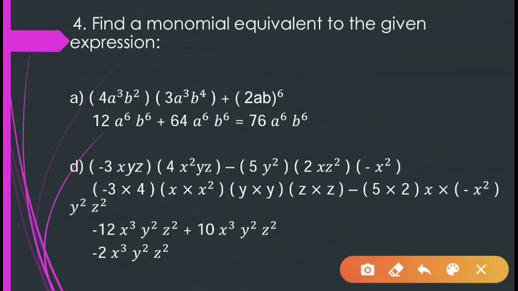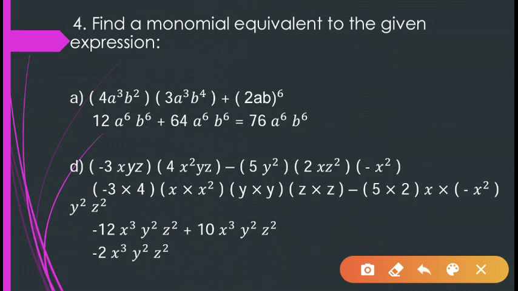Next, question number 4 is: find a monomial equivalent to the given expression. Solve this and find the monomial. So, what you have to do in this question, first of all there is a multiplication between the brackets, so multiply them and then add. When you multiply the constants, 4 into 3 gives you 12, and a cube into a cube will give you a to the power 6, and b square into b to the power 4 will give you b to the power 6.